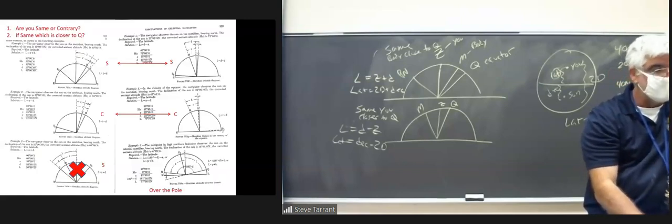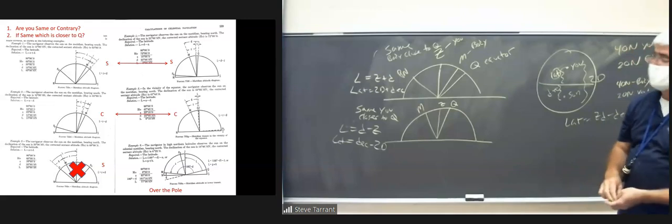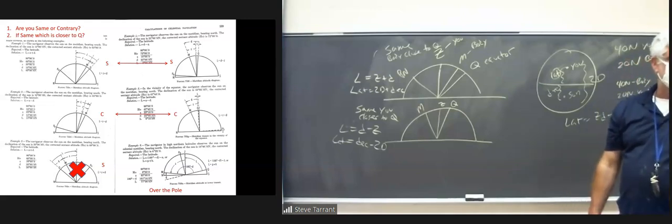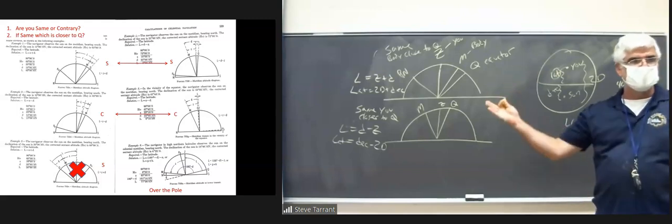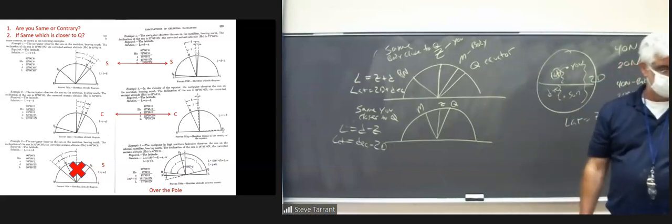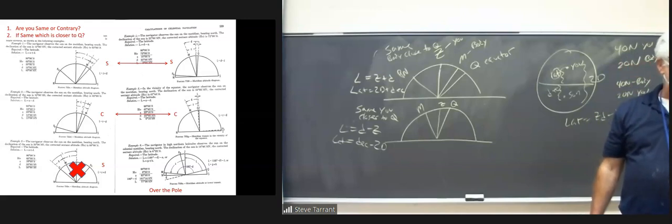Okay? So these are the two questions. One, are you same or contrary? And then if you're same, who's closer to the equator? That's all you need to know. You can pluck out your formula. Okay, two questions. Maybe you write those questions at the top of the page. One, are you same or contrary? Two, if same, who's closer to the equator? Choose your formula.